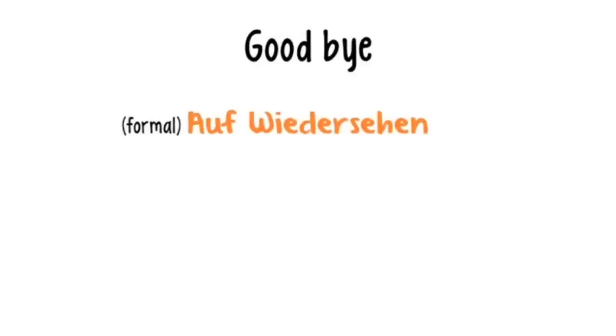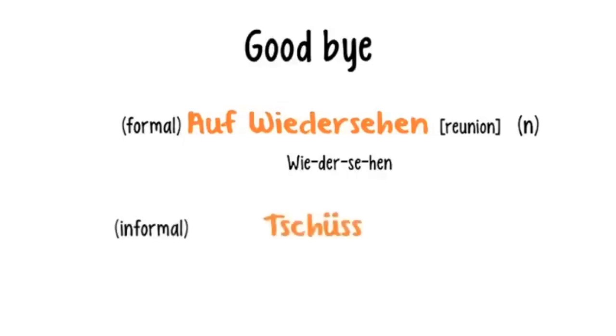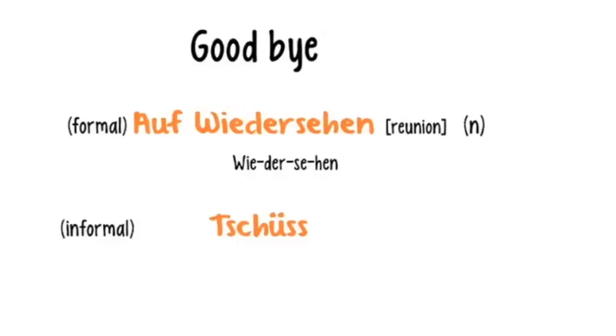Now let's move on with goodbye. In German, we have two common ways of saying goodbye. The first one is quite formal. We say Auf Wiedersehen. Wiedersehen actually means reunion and is neuter. Das Wiedersehen. If you want to be more informal or if you are talking to your friends, you can simply say Tschüss. So for goodbye, Auf Wiedersehen, Tschüss.